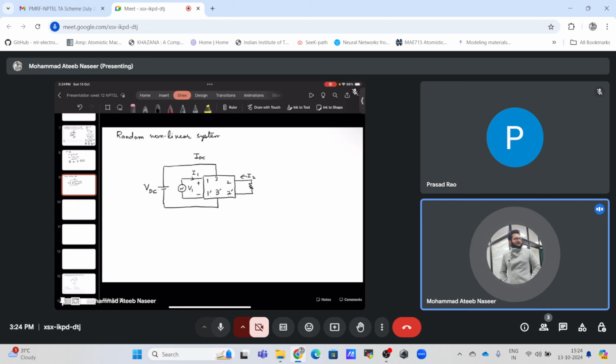Now if we consider this as a black box, we can say the current I1 will be a function of three things. It will be a function of V1, it will be a function of V2, V2 is over here, and also it will be a function of VDC, the DC bias that we have applied. Similarly, I2 will be a function of V1, a function of V2, and a function of VDC.